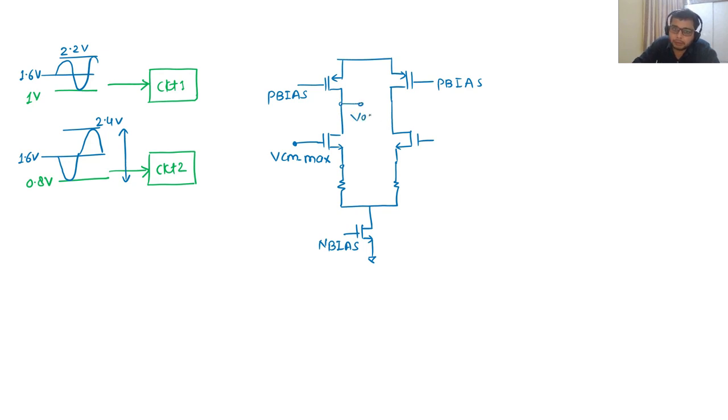This is your V out 1, this is your V out 2, VCM max. So we need not analyze from both sides, either side is good. Okay, so what we can see for this device is the maximum value that the output node can go. What is it?